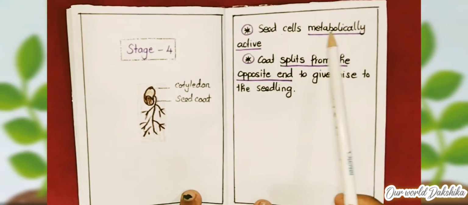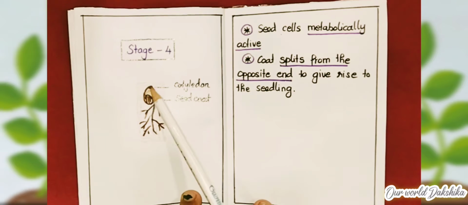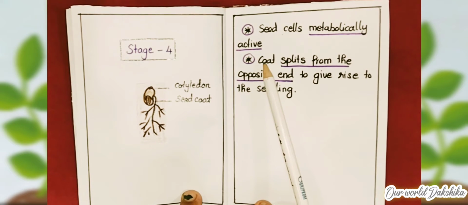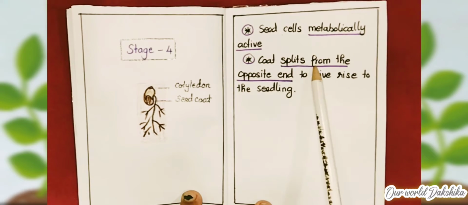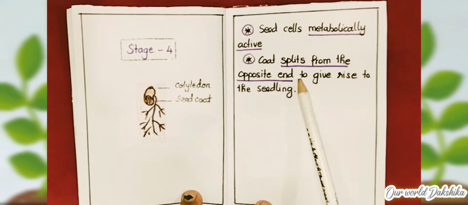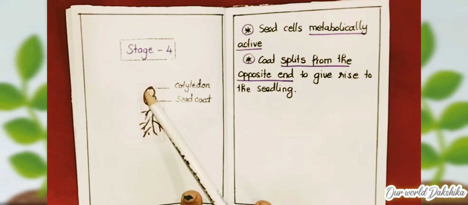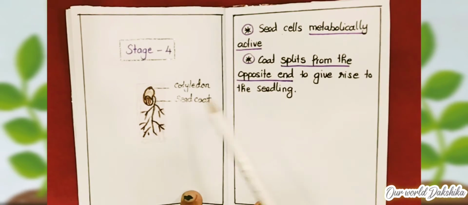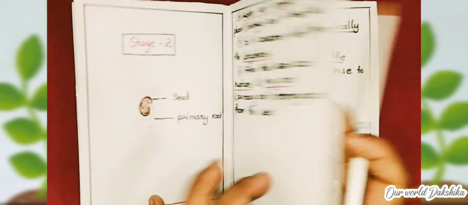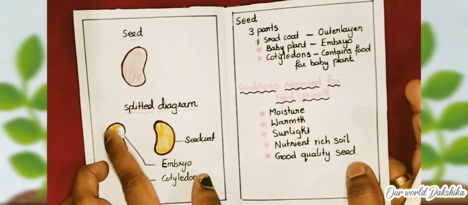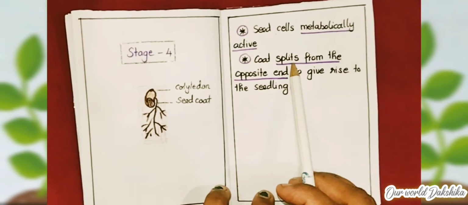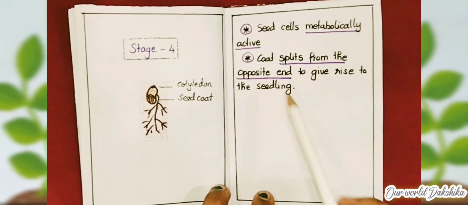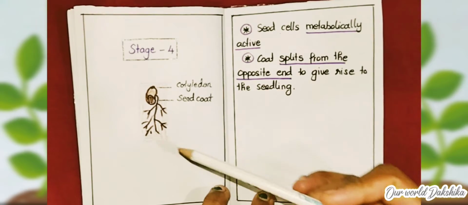Next, stage 4. The seed cells are metabolically active now. Then the seed coat splits from the opposite end to give rise to the seedling. The outer coat is split from the opposite side, split like this.